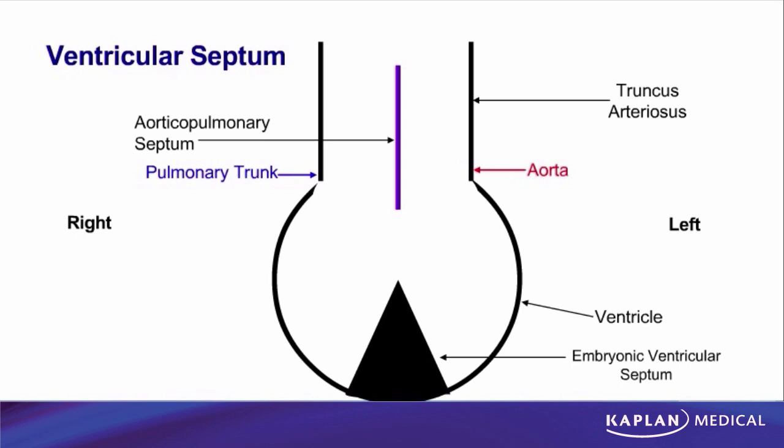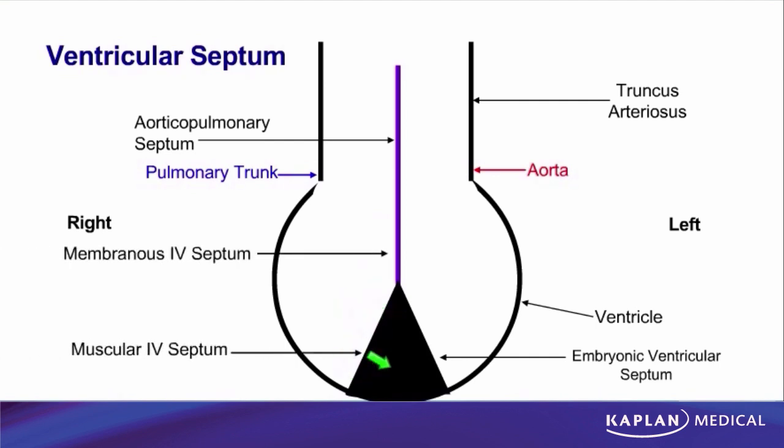Now, that aorticopulmonary septum, when we get down into the ventricle, it doesn't suddenly stop. It keeps on going, and all the way down. And since that septum is right in the center, and because the embryonic ventricular septum is right in the center, they end up meeting end to end like that and fusing, thereby completing the ventricular septum. So in the adult, we have a ventricular septum that has two different origins, and they have two different compositions.